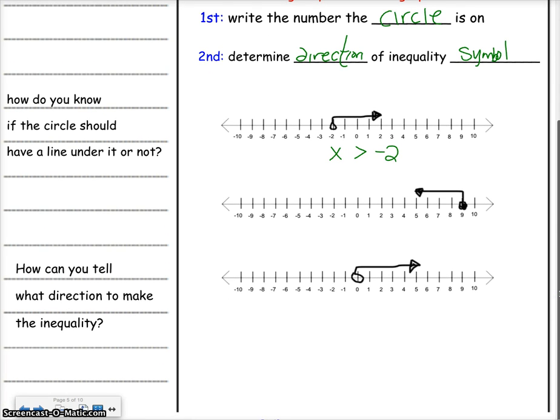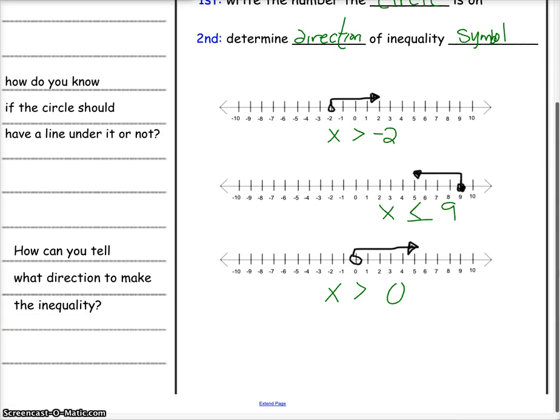The next one, I always put my variable first and then the number. So I have an x first and then 9. It looks like it's going to the left. Left means less than. It's colored in, so you put a line under it. x is less than or equal to 9. The next one, I put an x and my number, 0, and then I determine direction. It's going to the right. Right means greater than. So, remember, if it's to the left, it's less. If it's to the right, it's greater.